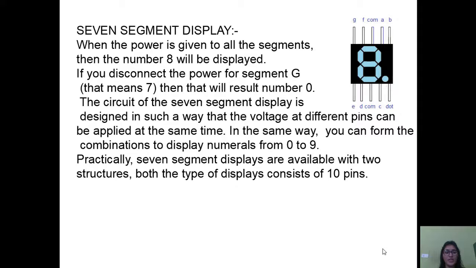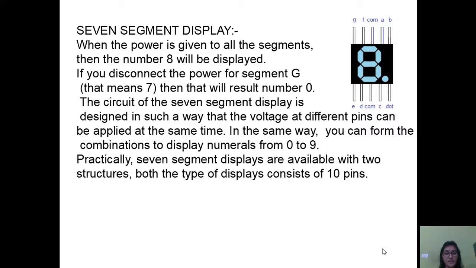Then the last component I have to use in the project is the 7 segment display. When power is given to all the segments, the number 8 will be displayed. If you disconnect the power from segment G, that means the 7th pin, then that will result in the number 0.